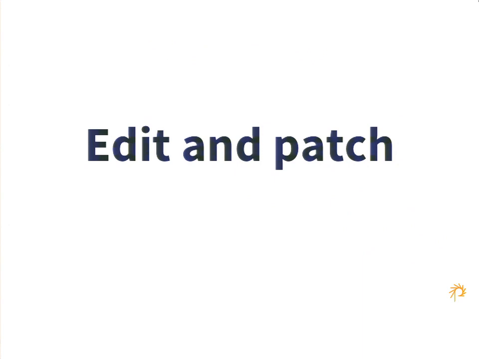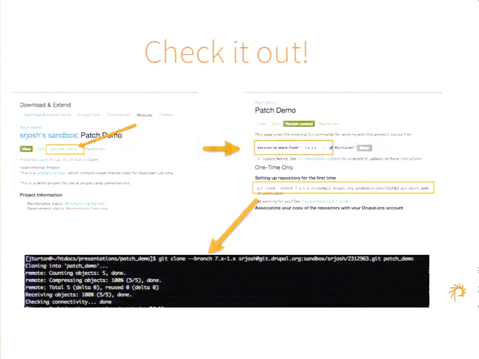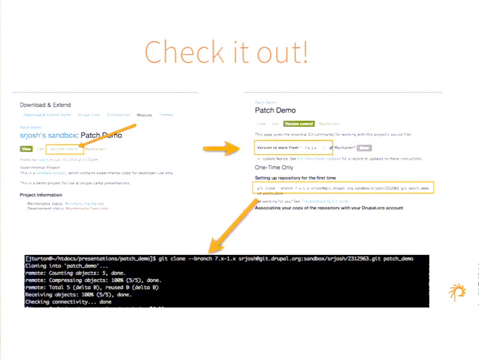All right. No luck. We've looked through the issue queue. Maybe somebody else has reported that same bug. Nobody's fixed it. Now we go to the next phase. Edit and patch. Step two. Check out the module. You need to be working from a Git repo in order to make a patch. Technically, that's not entirely true. The easy way to do it is check the module out from the repo and work with it that way. Just downloading it is much more difficult.